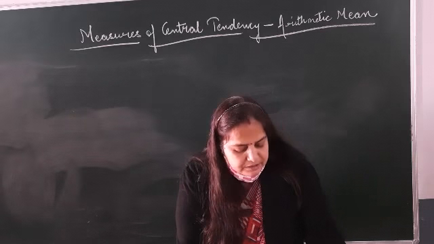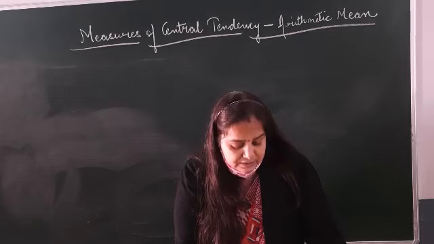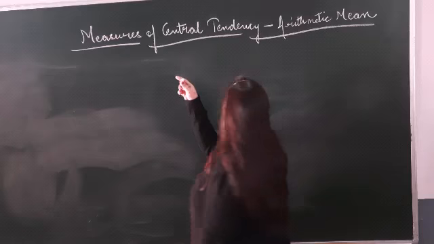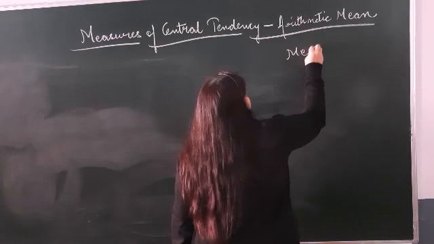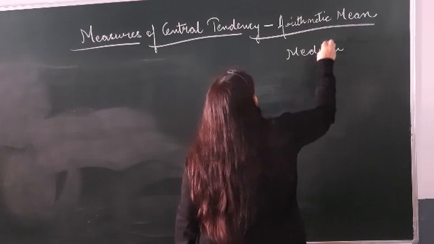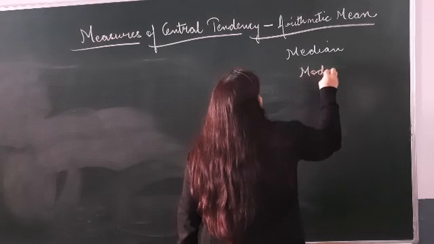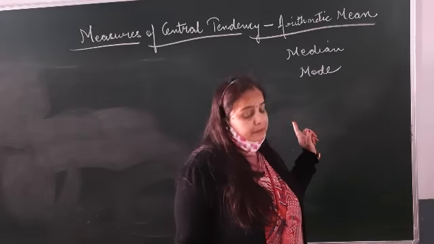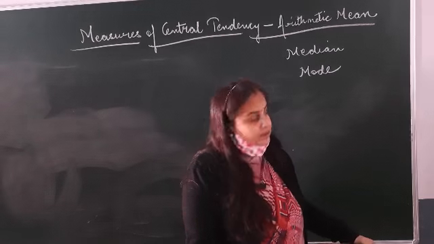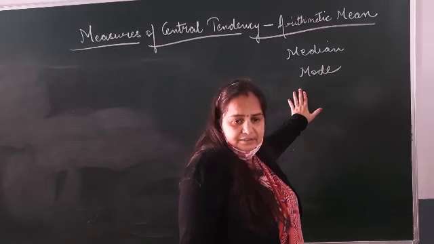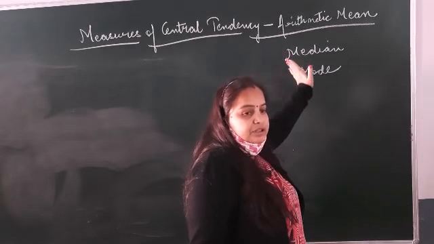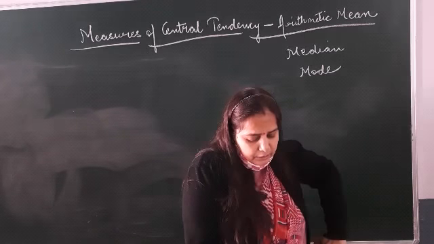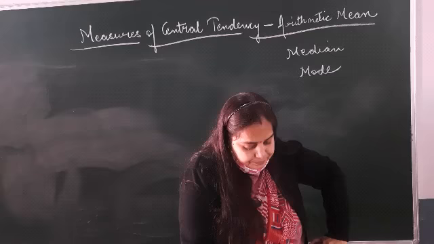So the following three principal measures are widely used in statistical analysis. First is arithmetic mean, then median, and then mode. ठीक है, ये तीनों क्या है? These three principal measures are widely used in statistical analysis. In statistical analysis हम लोग ये three terms बहुत ज़्यादा use करते हैं. ठीक है, so in this first we will see arithmetic mean.